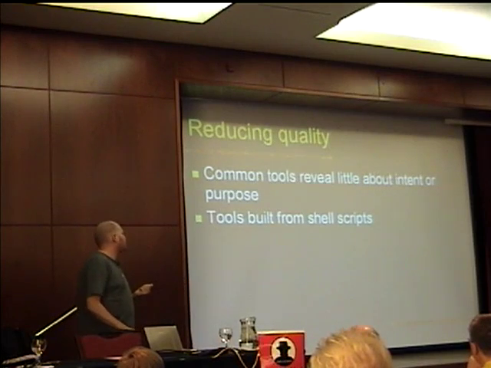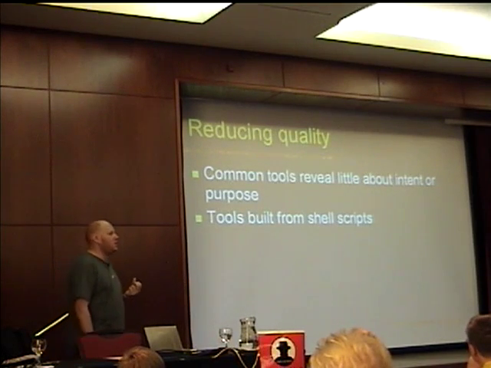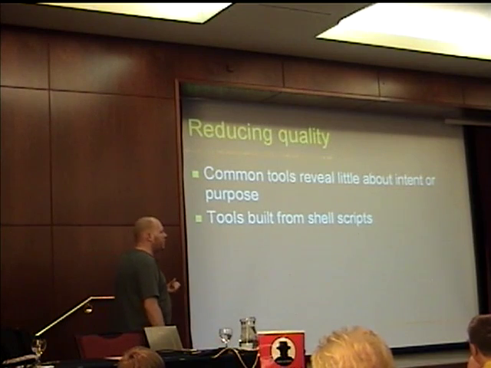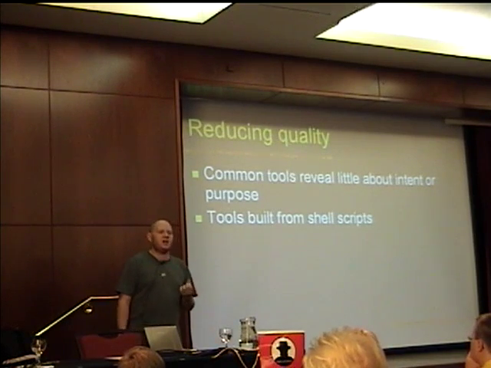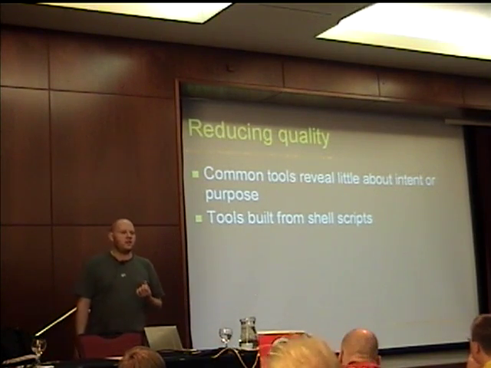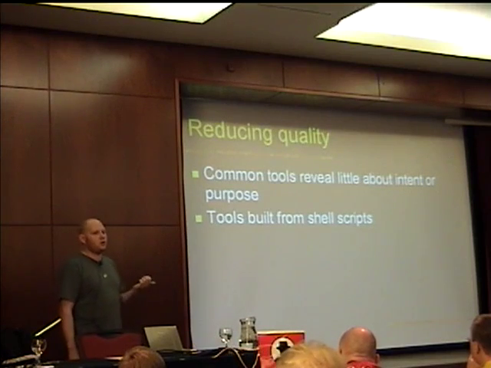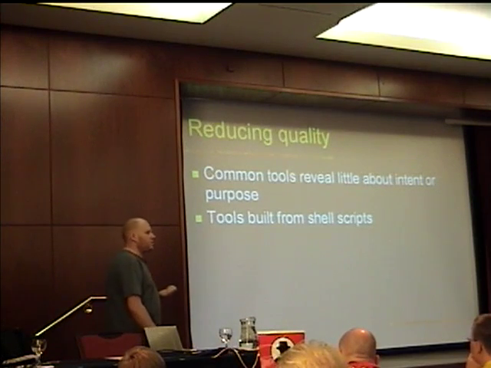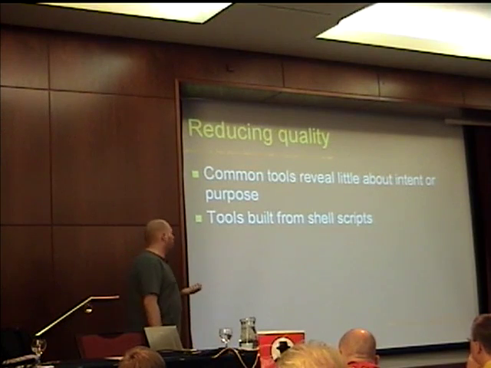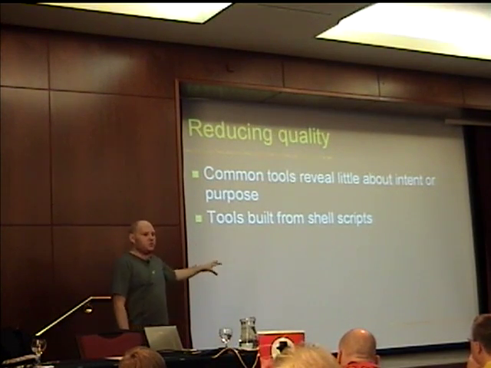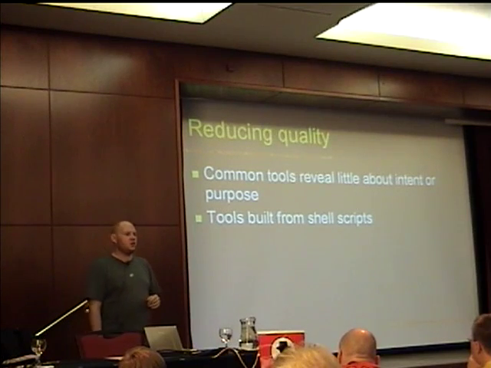Okay, and then in terms of reducing the quality of evidence left behind, we use common tools, as I said before. They reveal little about the intent of the attacker. Right? There's not a lot of information left behind by someone who uses AWK. It's standard, it's everywhere, and we don't know what it was used for. It means that we tend to use a lot of stuff built from shell scripts rather than a lot of stuff built from C code.